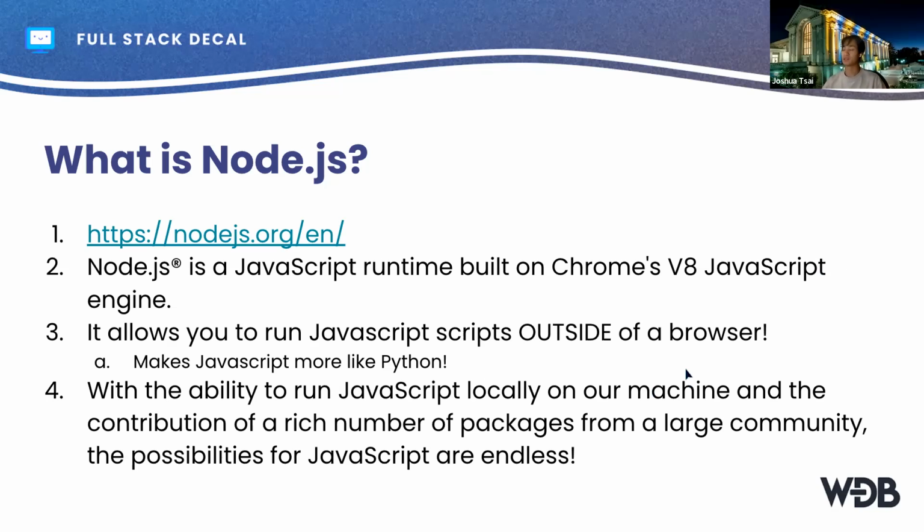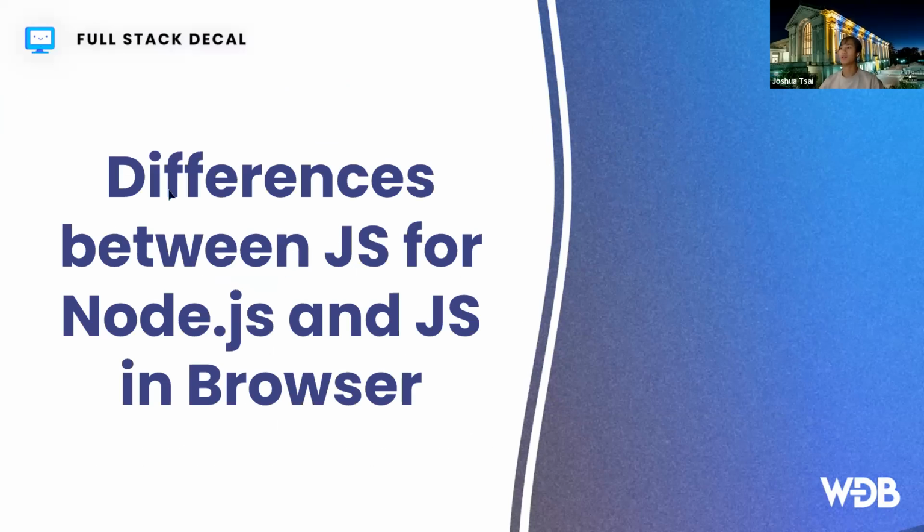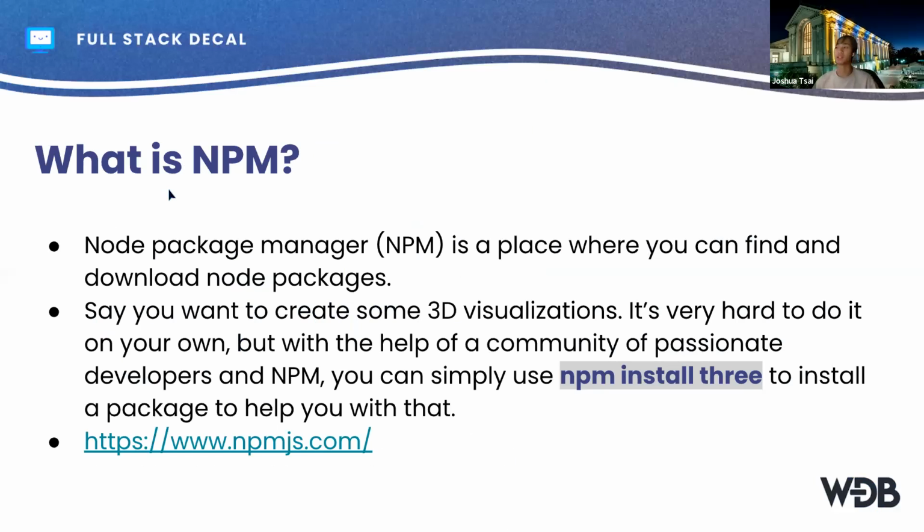And so this makes it a lot easier to run it locally on your machine, and it allows you to take advantage of the large number of packages from a large community, basically code that other people have written and made public for you to use in your own projects. To access these packages, we use something called npm, or Node Package Manager, which is a place where you can find and download the packages. We have linked that site as well for you. If someone has needed some functionality in their project, it is probably some kind of Node package. So if you need to do something complex and you feel like someone else has already run into this problem, it's probably somewhere out there as a Node package.